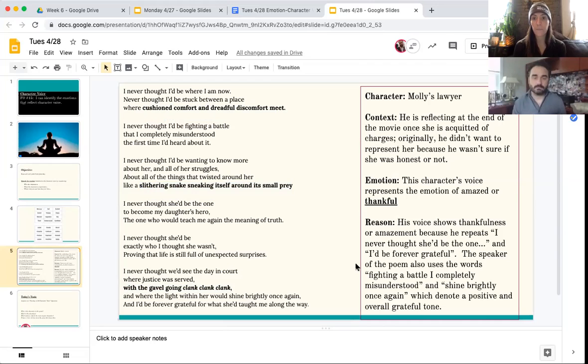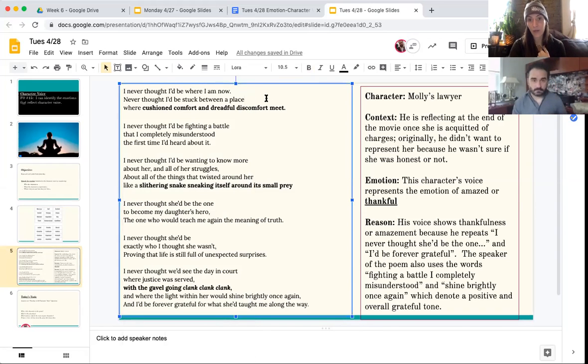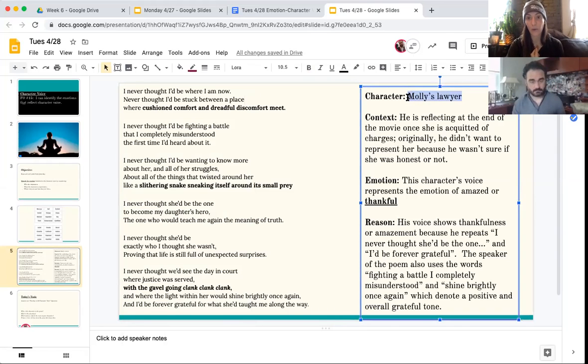So first thing, who is the character or the speaker? In this poem, we were writing as Molly's lawyer. And notice it says I, but that's not I, Miss Laredo, or I, Mr. Allen. It's I as the speaker, Molly's lawyer. Context is everything around what's written down. So it's all of the things that aren't said in the poem, but that are true, that are happening in the moment. So this is the context for this poem.